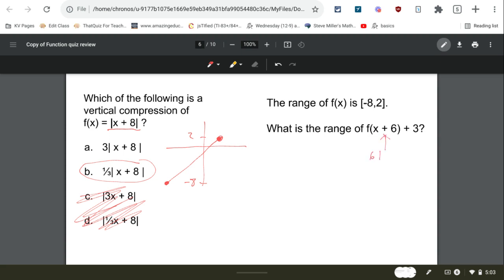Well, this is being translated 6 to the left, which has no impact on the range. So you can ignore the 6. It has nothing to do with anything. And we're shifting it 3 units up.